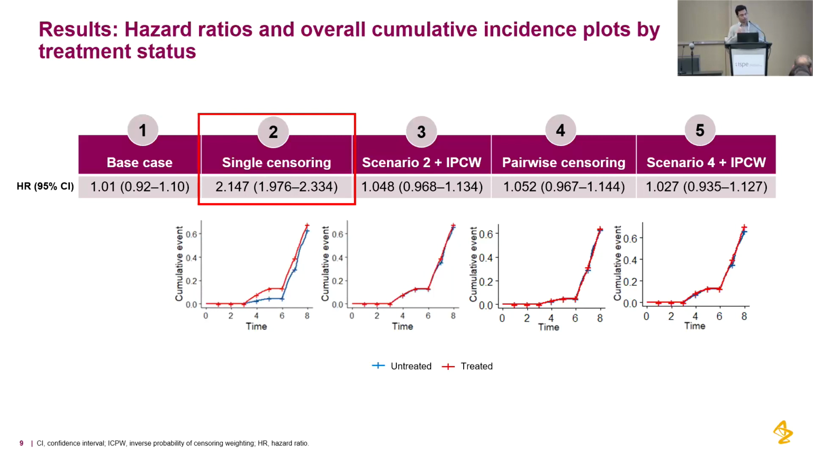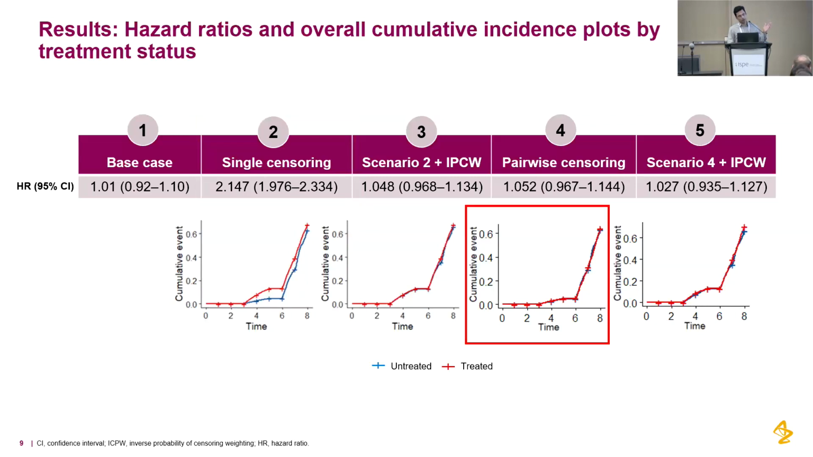With scenarios 3, 4, and 5, we managed to recover the null association, so hazard ratios around 1 with 95% confidence intervals overlapping 1. So while it appears that there's no bias in the relative treatment effect, in the hazard ratios for scenarios 3, 4, and 5, when you look at the cumulative incidence plots for scenario 4, we can see that the cumulative incidence rate is clearly underestimated when you have pairwise censoring.